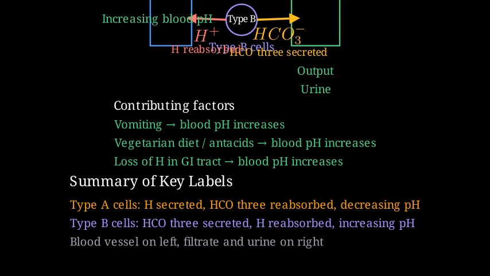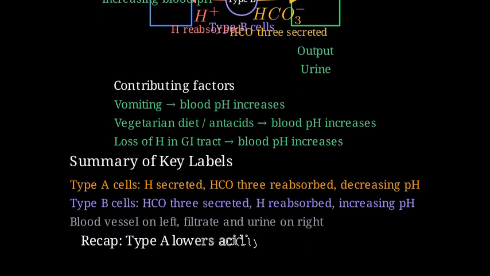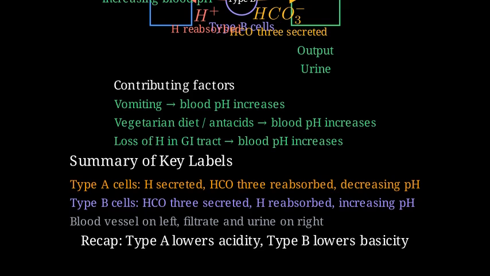Let's quickly summarize the key labels and the logic behind them. Final recap. When blood pH drops, type A cells secrete hydrogen and reabsorb bicarbonate. When blood pH rises, type B cells secrete bicarbonate and reabsorb hydrogen. This balance mechanism helps keep blood pH stable. We used the correct labels in the diagram, and we explained which labels were not needed directly.